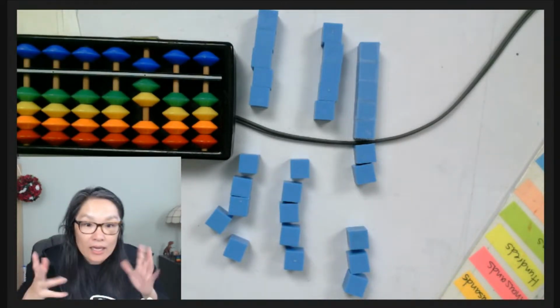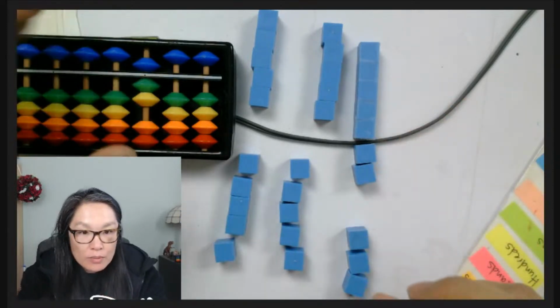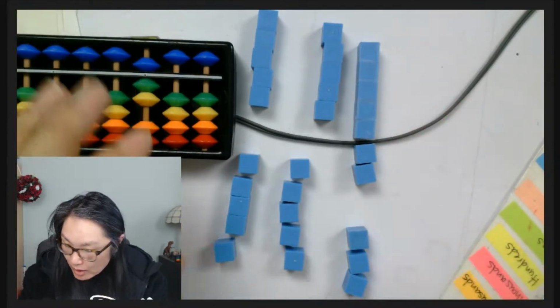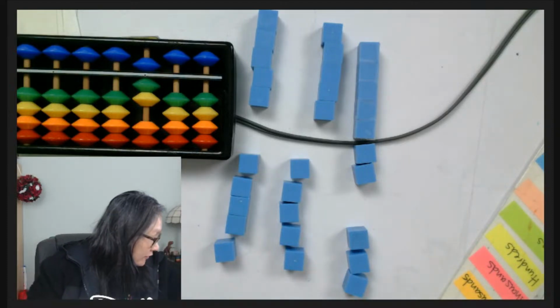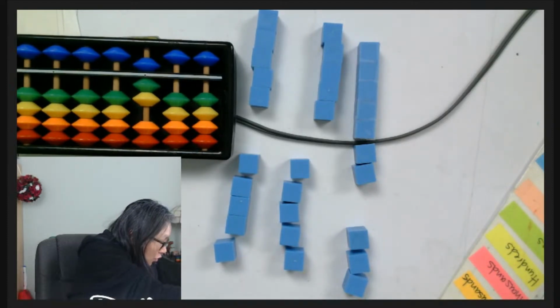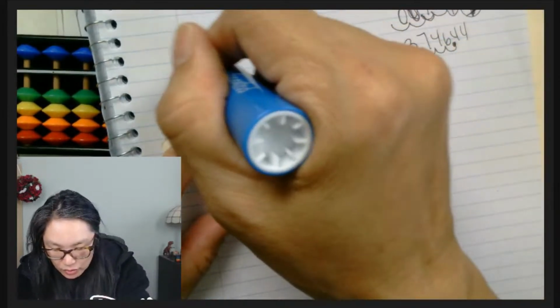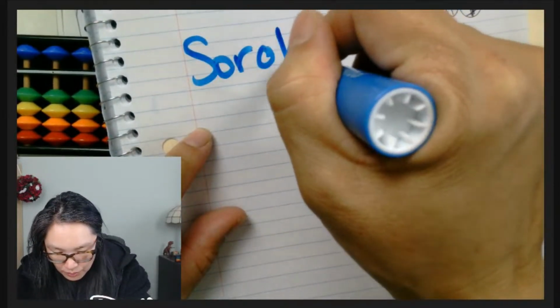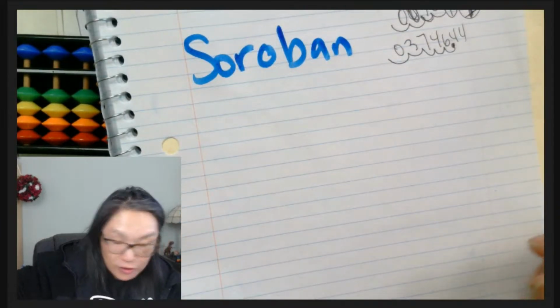So I would modify the 10 bead just so it mimics the soroban. This is what we call a soroban. It's a Japanese version of the abacus. And if you wanted to, you can buy it. But if you have the 10 bead one, you can modify it. So it's called a soroban. That's a Japanese abacus. Yeah, a big visual.